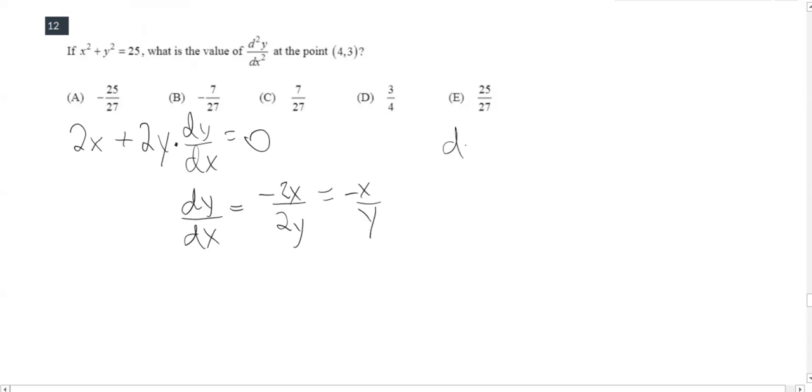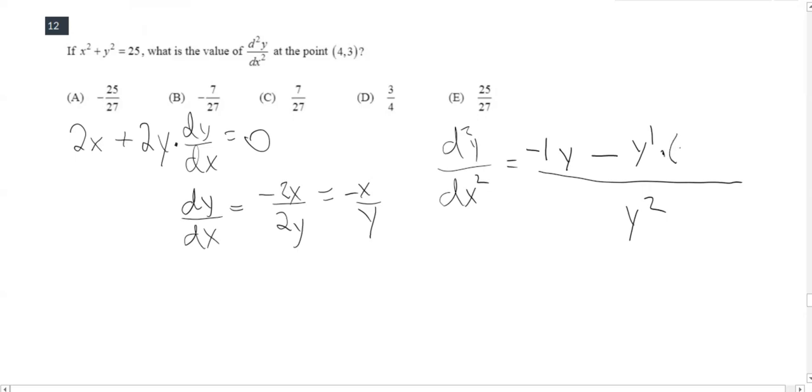Now, when I go to get the second derivative, it gets kind of complicated. I always like to do the bottom first, which is going to be y squared. And then we're going to do the quotient rule here. So the derivative of the top is negative 1 times the bottom, minus the derivative of the bottom, which is y prime, times the top, which is negative x. Now, here's where we can put the trick in. Don't simplify this, because we're evaluating it at the point (4, 3).